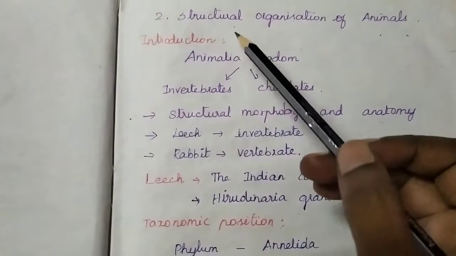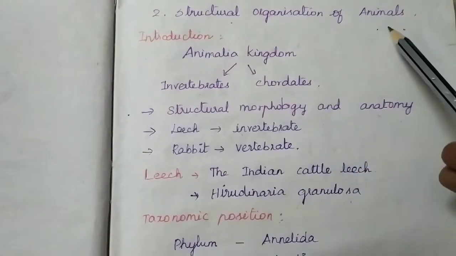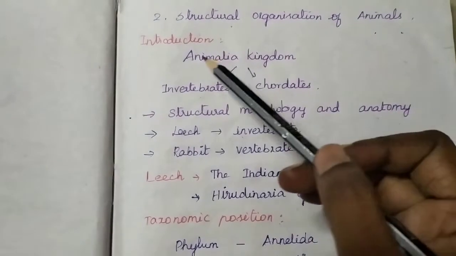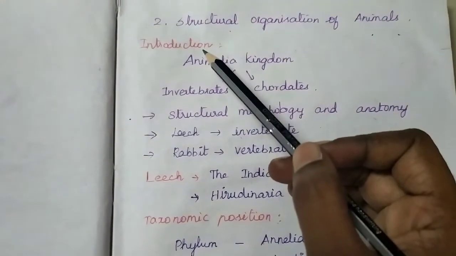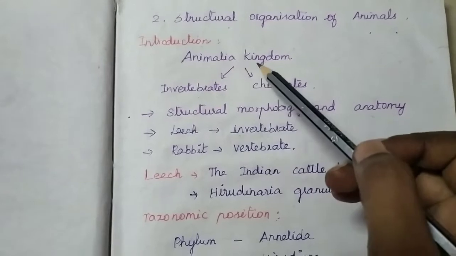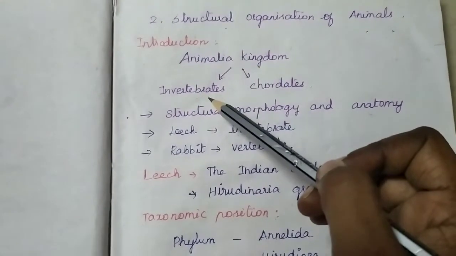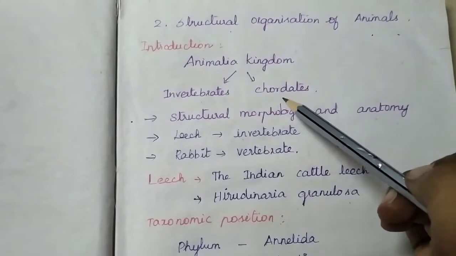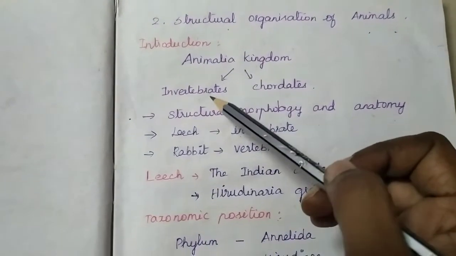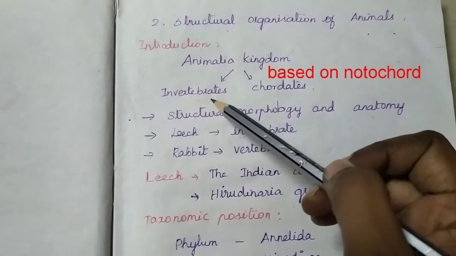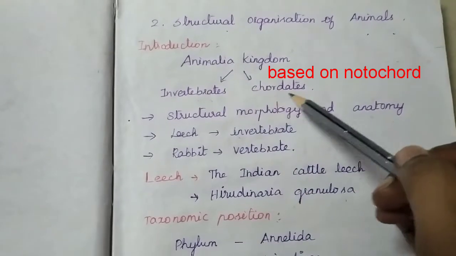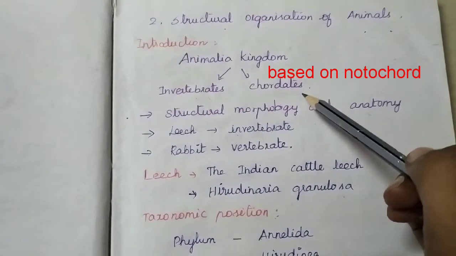Today our topic is structural organization of animals. First we'll see the introduction part. Animal kingdom is generally classified into two types. One is invertebrates, another one is chordates. Invertebrates are the animals without the backbone and chordates are the animals that have the backbone.